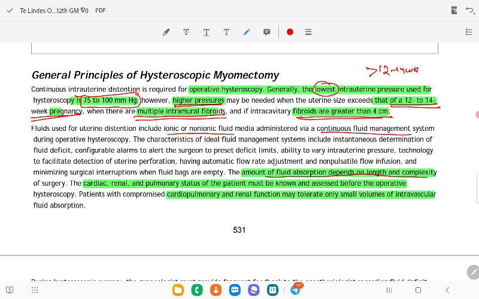Always, pre-operative evaluation of the cardiac, renal and pulmonary status of the patient must be known and assessed before operative hysteroscopy. Otherwise, patients with cardiac compromise, renal or pulmonary edema from fluid overload, or compromised cardiopulmonary renal function may tolerate only a small volume of intravascular fluid absorption. So it will be difficult if you are not doing proper pre-op evaluation, like cardiac function test, cardiac echo, and renal and pulmonary status, before doing this operative hysteroscopy.